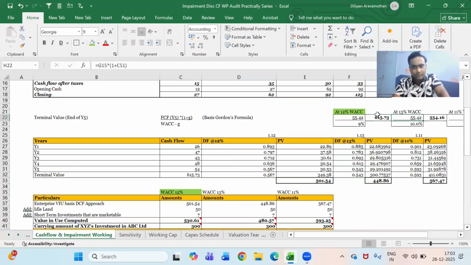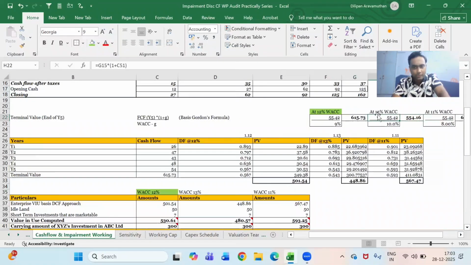And at 13%, we tried deriving the terminal value, which would basically be 55.42 in the numerator divided by 13% of WACC minus 3% of growth rate, 10%. Which would yield a terminal value of 554.16, but this would be at the end of year 5. So we would need to convert this into present value terms. How do we convert this into present value terms? 554.16 into 0.543, it comes to 300.77537. So if you're able to see here, the value in use is coming to 448.86.